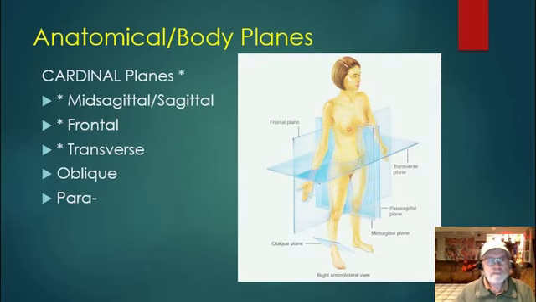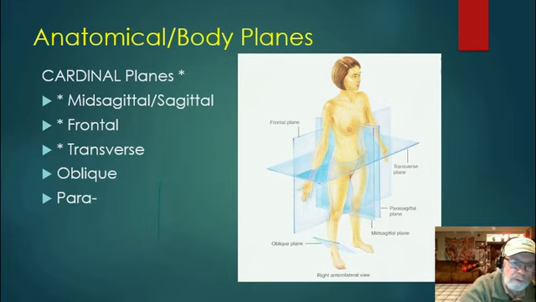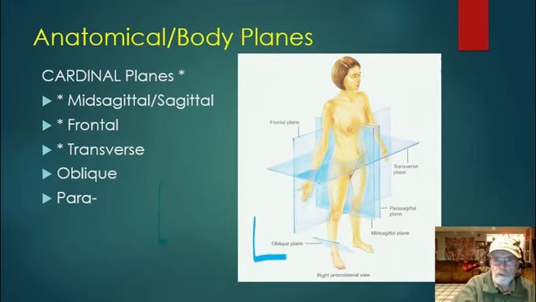Now, this is an image of a person, divided by three major planes. These are called cardinal planes. The thing about cardinal planes is, number one, they are all perpendicular to each other. So when we look at one plane, it's perpendicular to another plane, which is perpendicular to the third plane. The first cardinal plane we'll talk about is called the mid-sagittal or sagittal plane. Both words are appropriate for that.